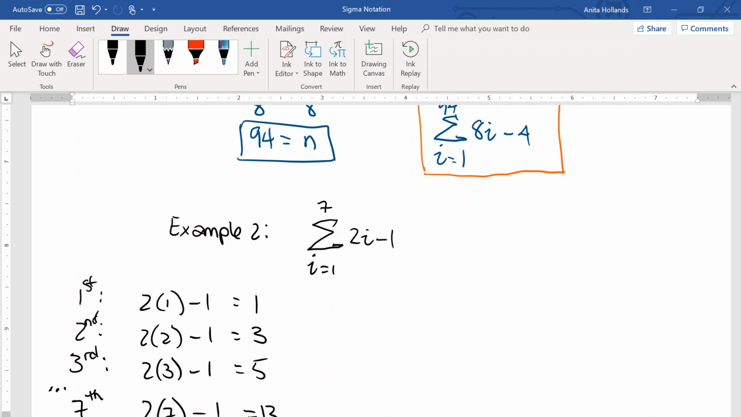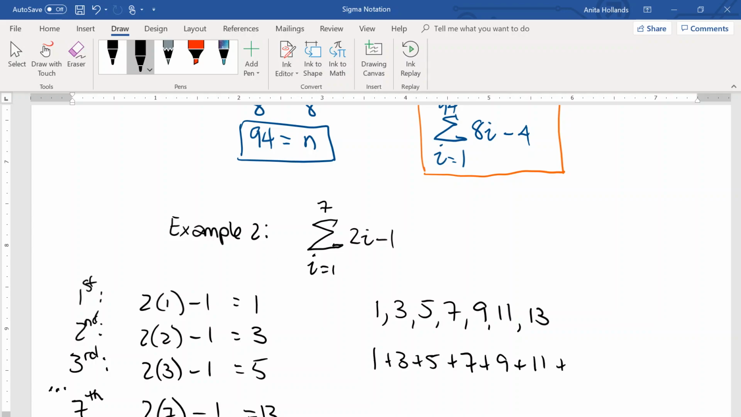So the sequence that is represented by this summation would be 1, 3, 5, 7, 9, 11, and 13. And the series, the summation of this, would be 1 plus 3 plus 5 plus 7 plus 9 plus 11 plus 13. And this is called the series, this is called the sequence, and this is the sigma notation for that.